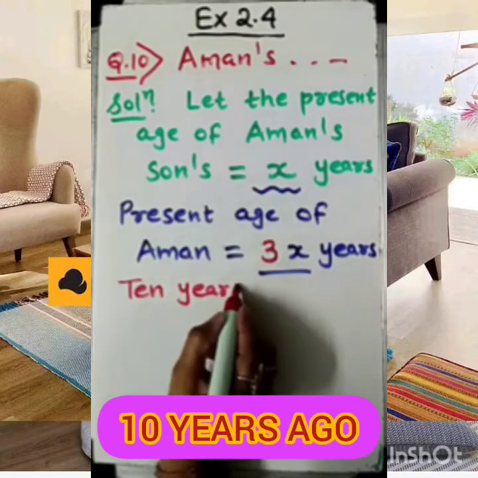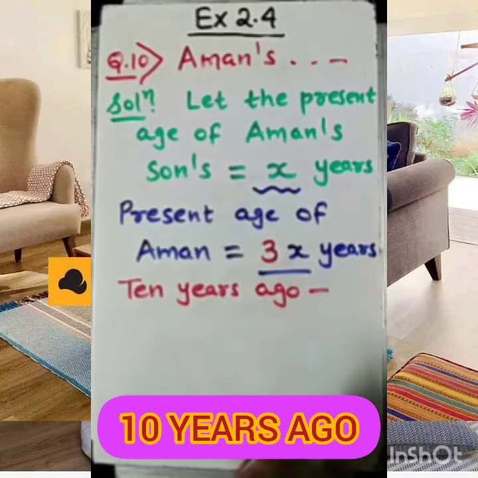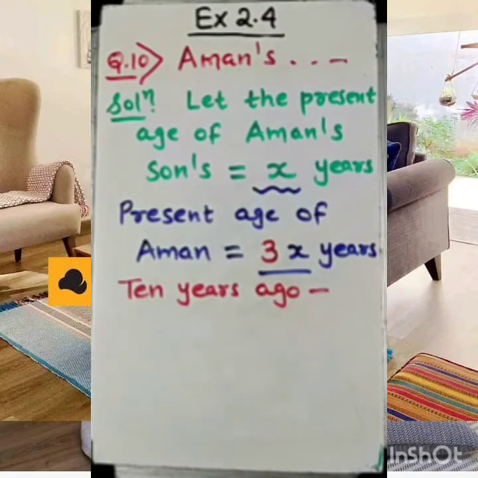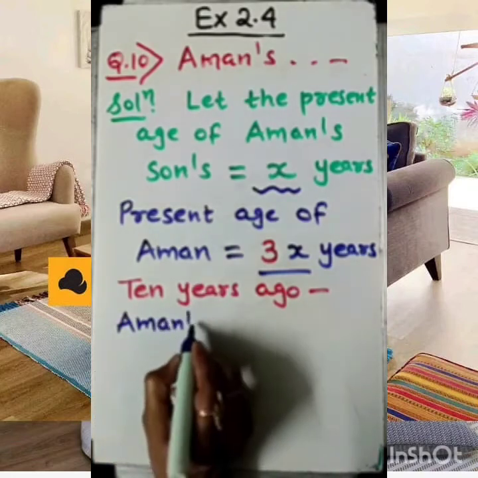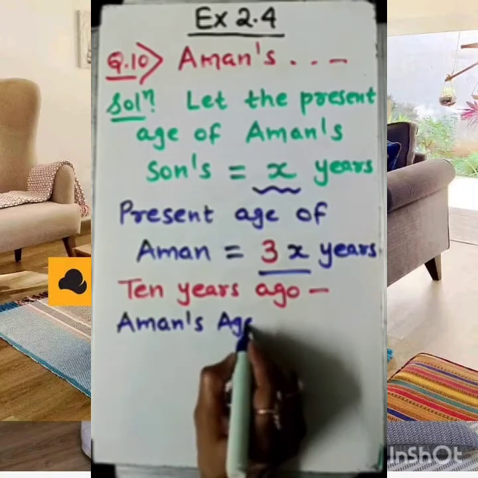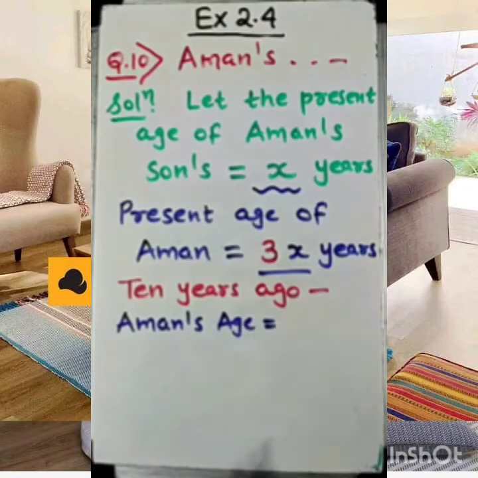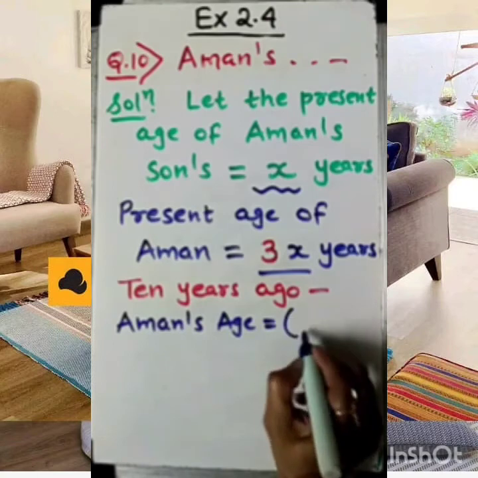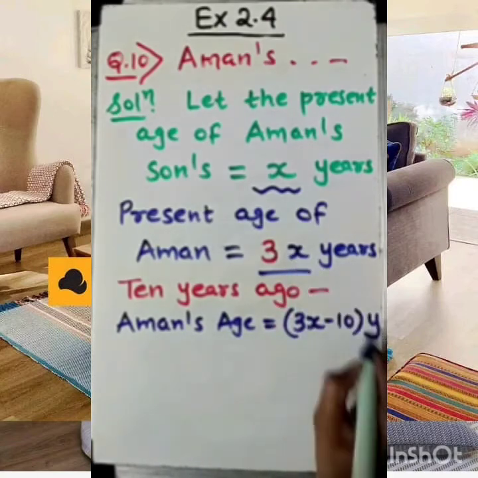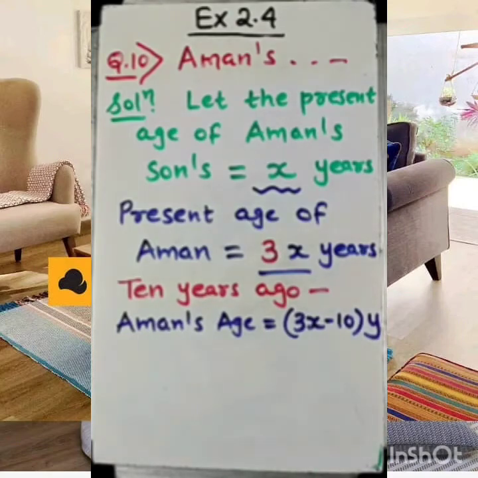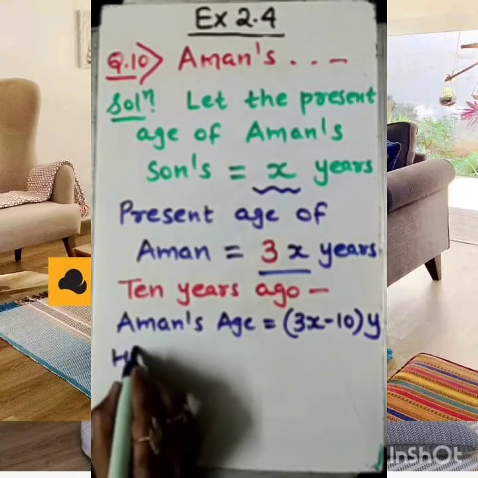Ago indicates past tense. 10 years ago. Then if I ask, 10 years ago, what will be Aman's age? Of course, 10 years ago, Aman's age was, it was past tense, that will be 3x is the present age. From there I am deducting 10 years. So it will become 3x minus 10 years.